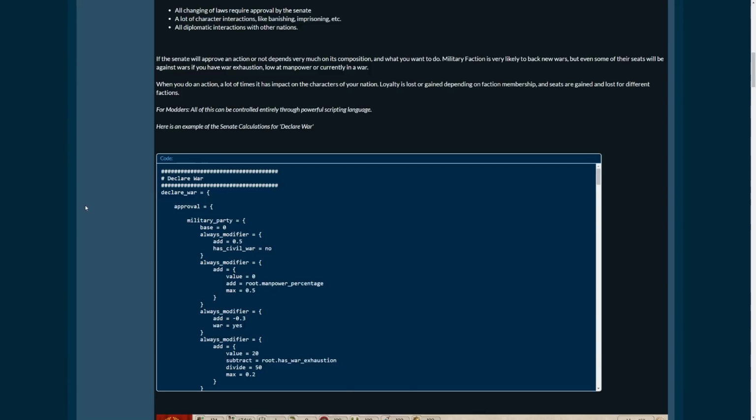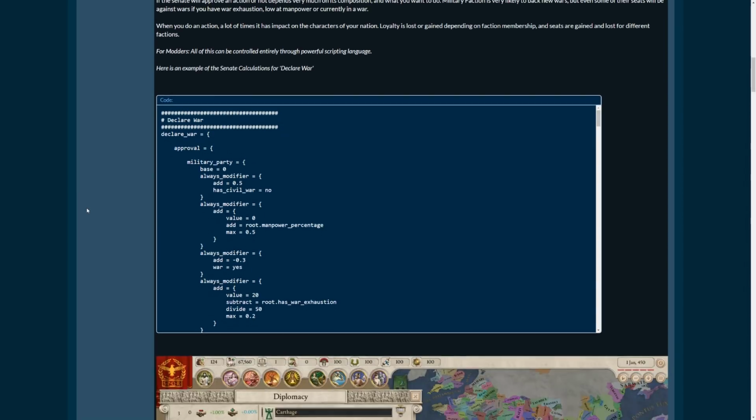When you do an action, a lot of times it has impact on the characters of your nation. Loyalty is lost or gained depending on faction membership, and seats are gained or lost for different factions. For the modders again, all of this can be controlled entirely through a powerful scripting language. Here's an example of the Senate calculations for declare war. And then we have a little code here. What is this? C#? I'm not exactly sure.